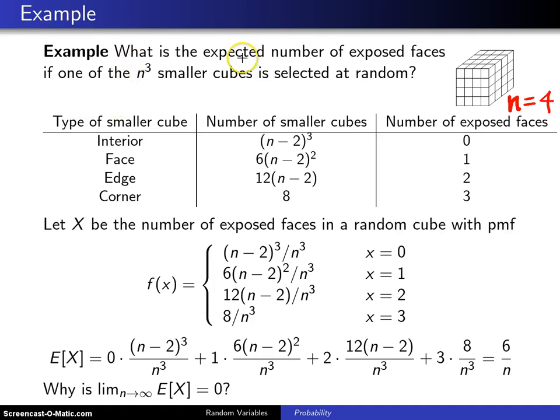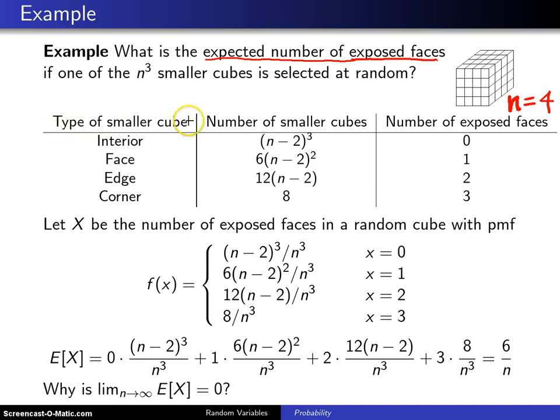So the question here is, how many exposed faces are there? In fact, what is the expected number of exposed faces if you pick one of these little tiny cubes? And in this case there are 4 times 4 times 4, 64 little tiny subcubes here. And you're going to pick one at random and say how many exposed faces are there. Well, here's the beginning of the analysis.